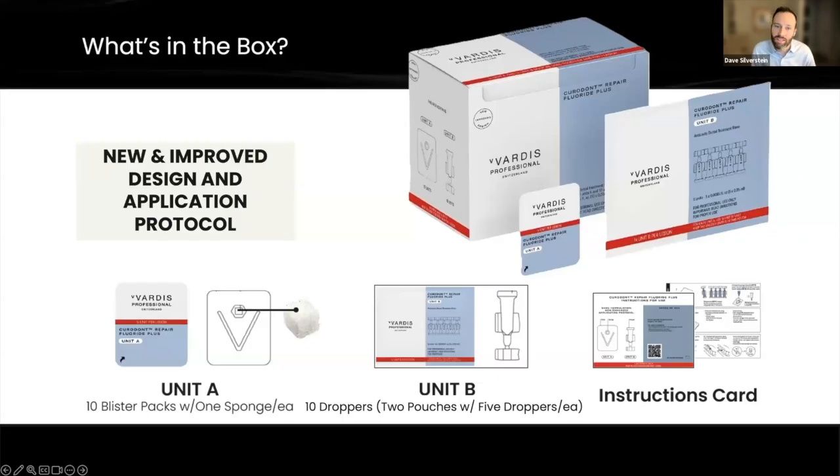Okay, what is in the box? There's not a whole lot. It's Unit A, which is a sponge. Unit B has the droppers with the liquid and some instructions. You will need some things in the operatory: some etch, some unwaxed floss, some cotton pliers, some way to isolate, some cotton rolls. But in my office, everything that we need to apply this is kept in the hygiene op, so my hygienist does not need to get up and run a bunch of errands and pit stops.